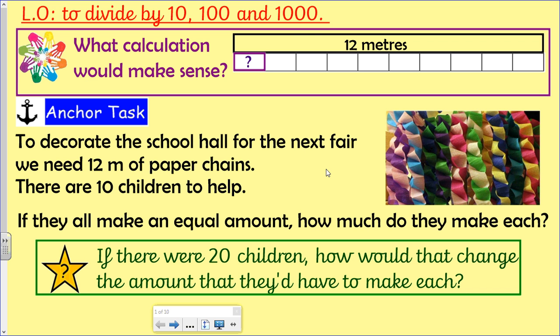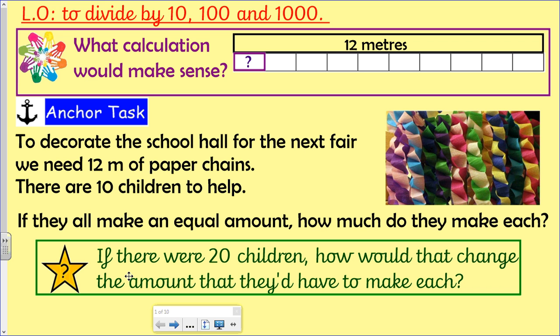Now, as always, please pause the video and have a go at the anchor task just as you would in class before I go through it, that would be amazing. I will just point out the supporting hands section. It says, what calculation would make sense? We've got a total of 12 meters on our bar model, and it's been split into 10 equal parts because there are 10 children. So we need to find what one of these parts would be equal to for one child. So we've got 12 split into 10 equal parts.